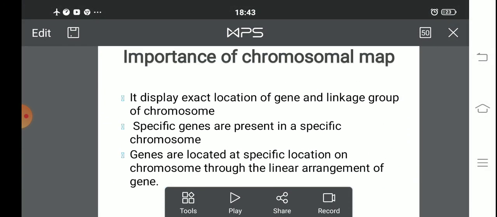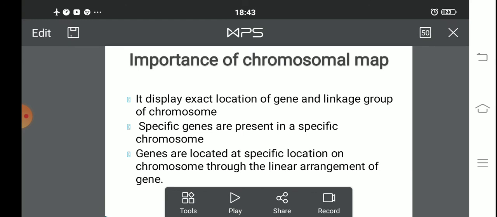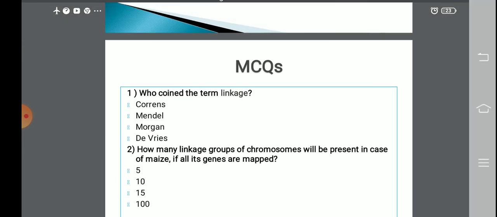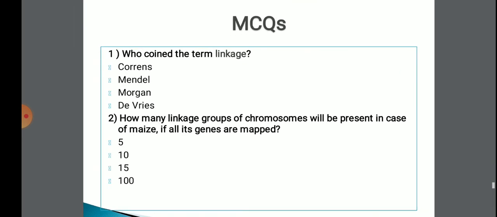Here we have thoroughly revised the linkage and recombination chapter. We have some MCQs regarding this chapter. First one is, who coined the term linkage? Correns, Mendel, Morgan, or De Vries? The answer is Morgan.